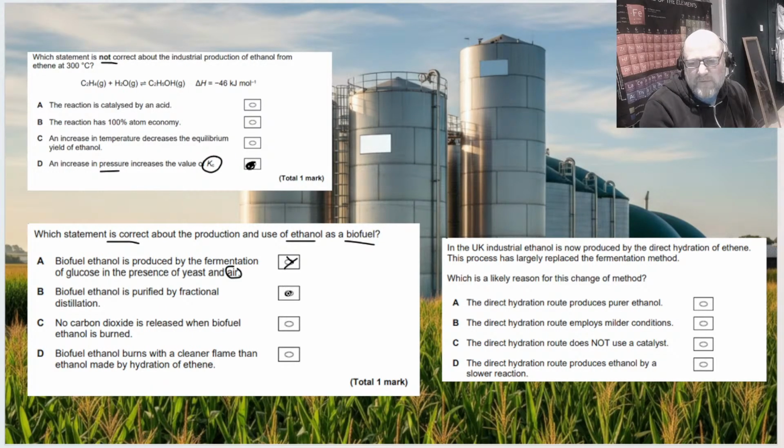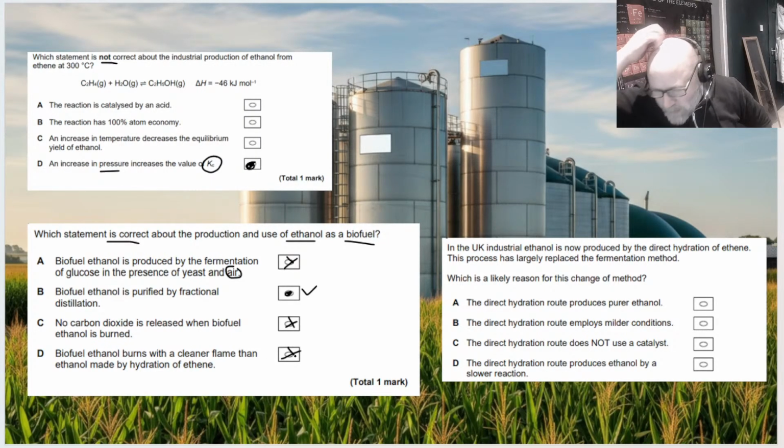I did sort of waffle about that a little bit. Afterwards, it has to be purified. C: no carbon dioxide is released when biofuel ethanol is burned. No, that is incorrect. Of course, carbon dioxide is released. D: bioethanol burns with a cleaner flame than ethanol. No, it doesn't burn with a cleaner flame. So, what about the last one, guys?